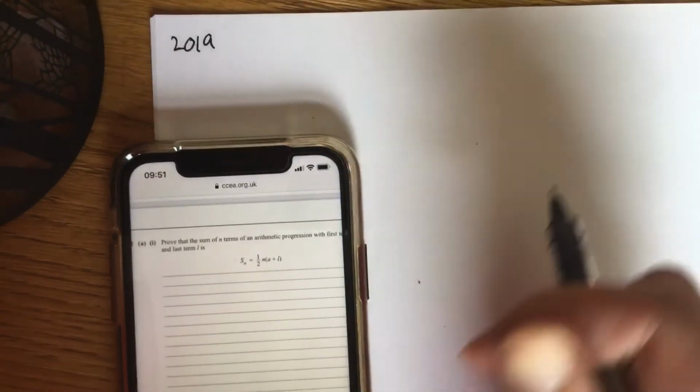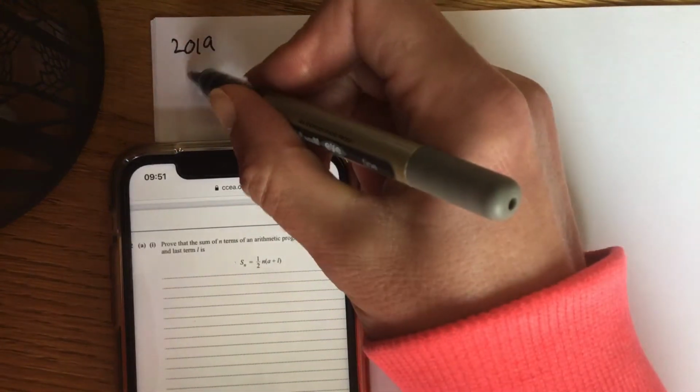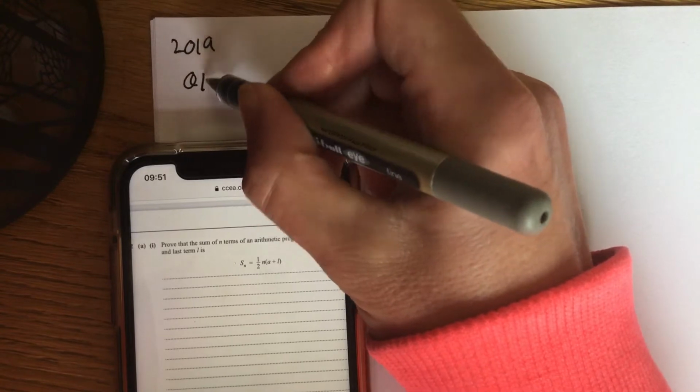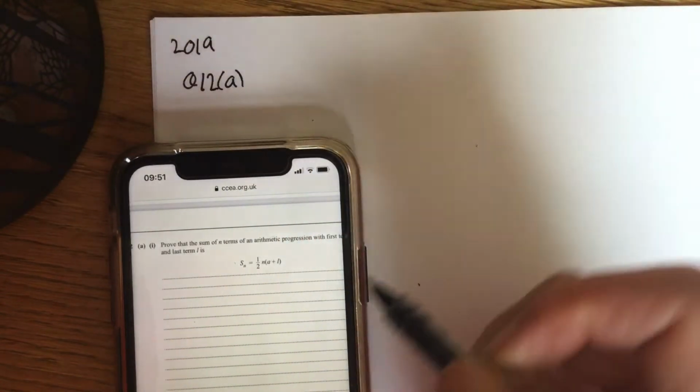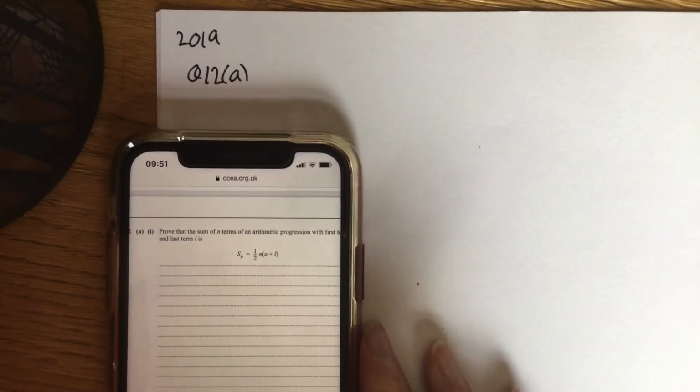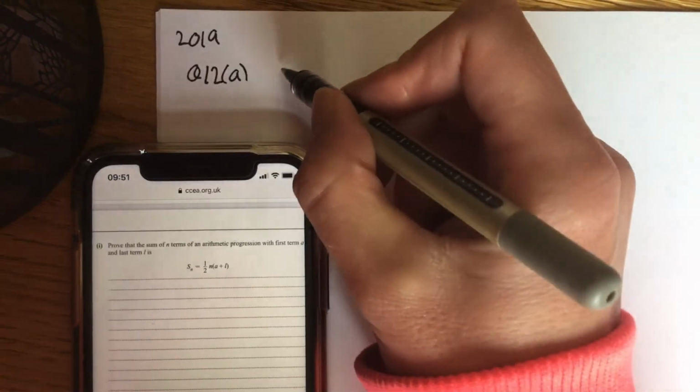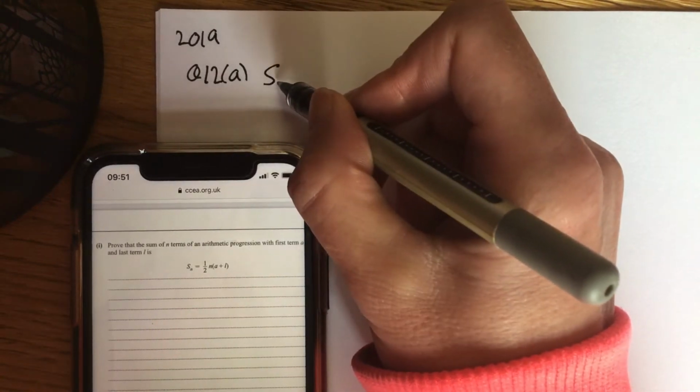Okay, I'm going to have a look at 2019, and the AP GP question is 12A. It's saying prove that the sum of n numbers in an arithmetic progression with first term A and last term L is what we have beneath. So this is probably the easiest way of doing it.